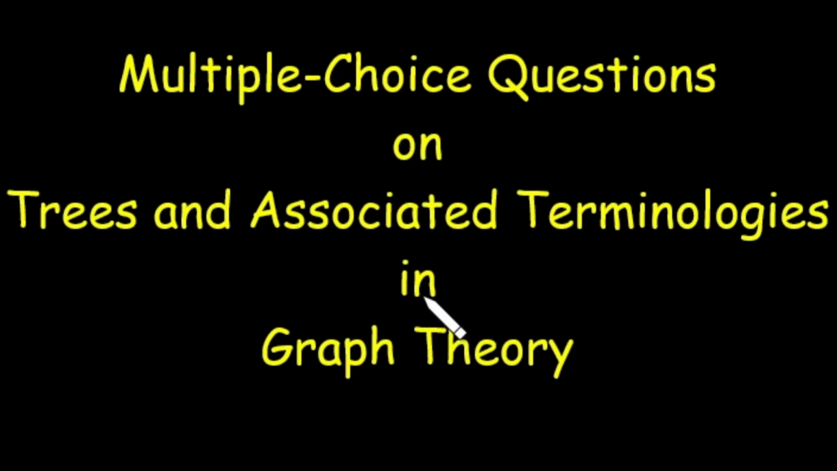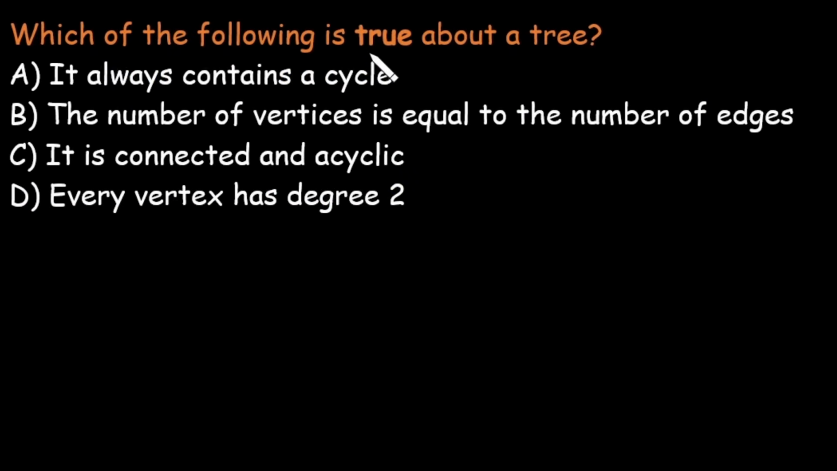Everyone. In this video, we are going to work on the MCQs based on the topic tree and associated terminologies in graph theory. The first question is, which of the following statements is true about a tree? Now, what do you mean by tree? A tree is basically an undirected graph that is connected and there is no cycle present in that graph. Such a graph is called a tree.